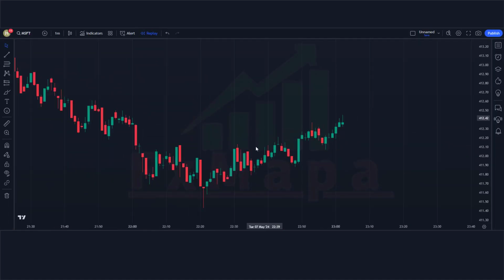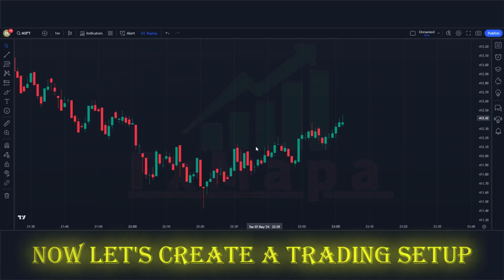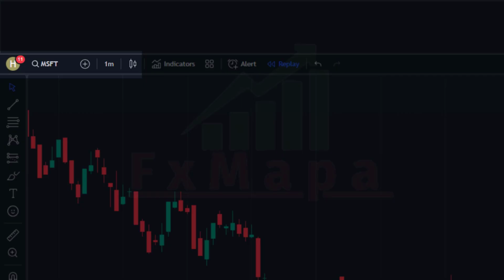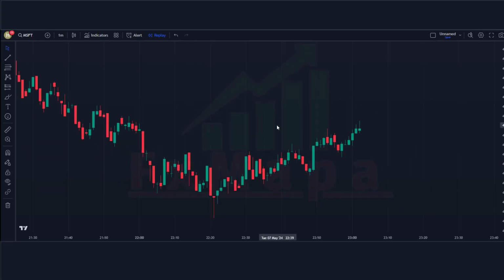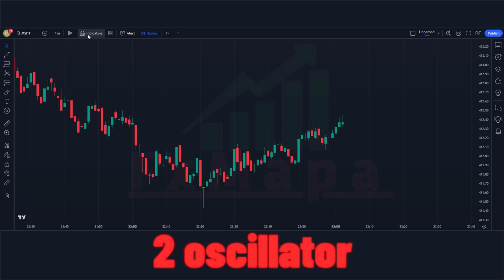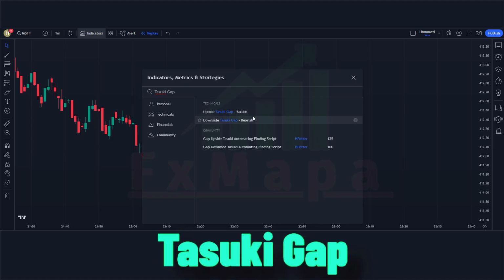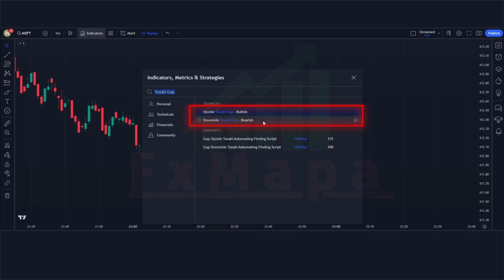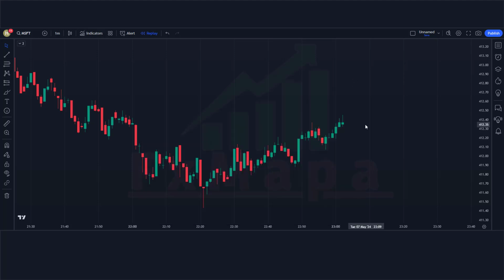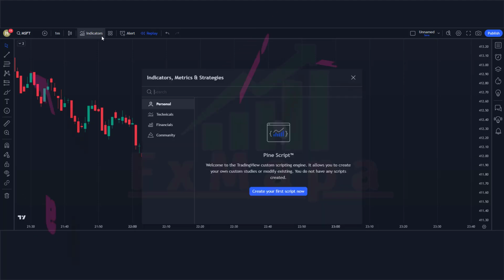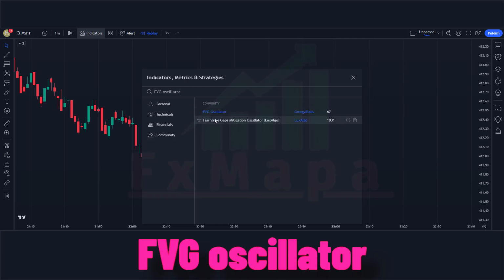So let's get started. Now let's create a trading setup. We are going to test this strategy on the 1 minute time frame in the Microsoft chart. In this setup we would require 2 oscillators. First indicator name is Tsuki Gap. After that we have to click on the upside Tsuki Gap bullish option and we have to click on the downside Tsuki Gap bearish option. Second indicator name is FVG Oscillator.